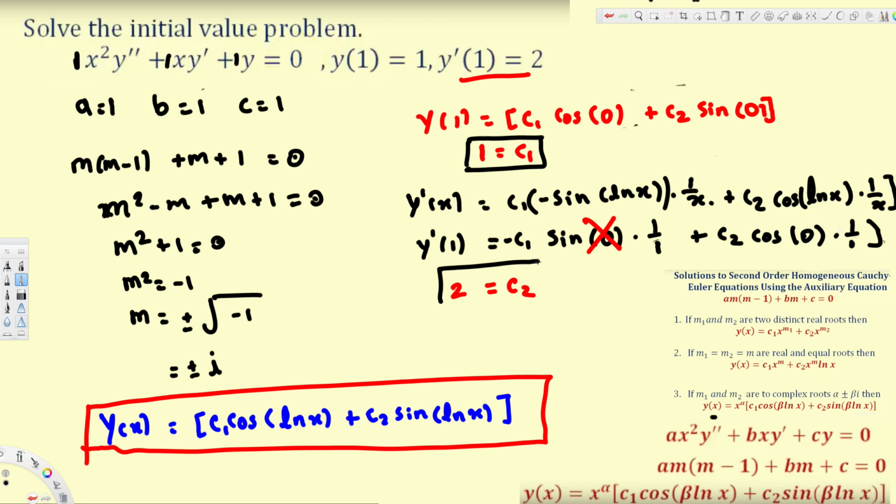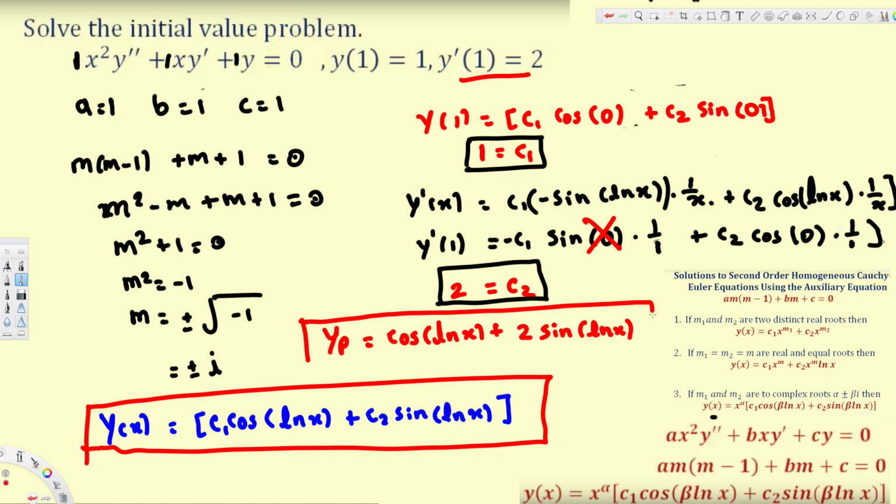Now we have found c1 and c2, so we can write our particular solution. yp is going to be equal to c1, that is 1, so we can just leave it. So this is going to be cos of ln x plus c2 is 2, so 2 sine of ln x, and that's going to be the particular solution for this differential equation.